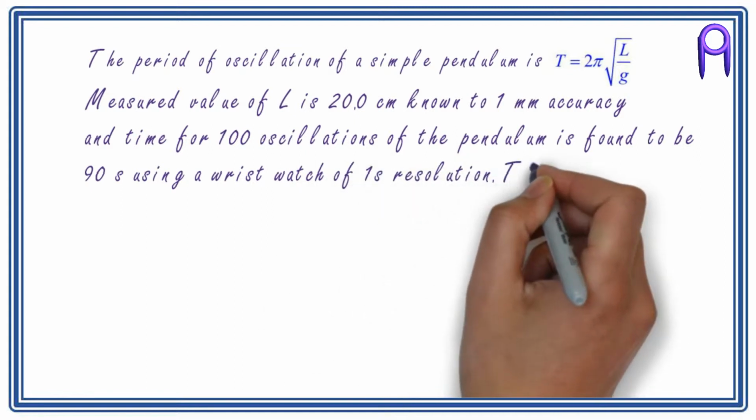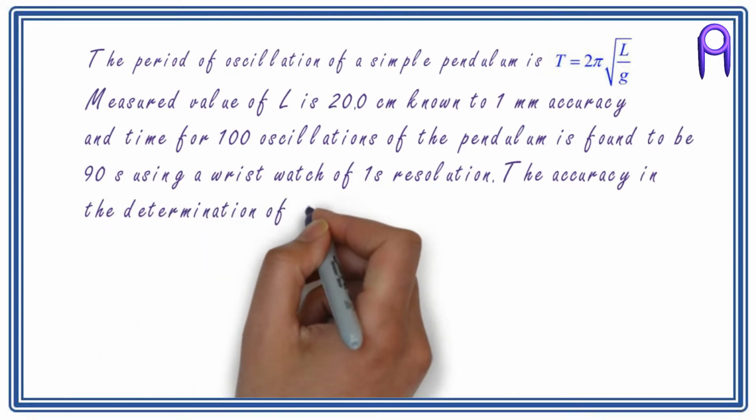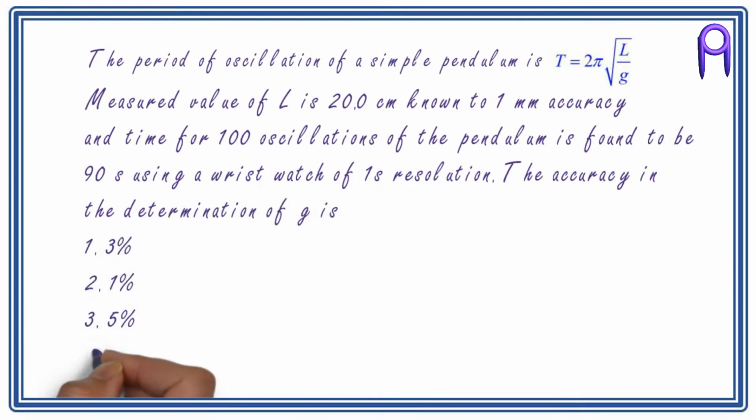The accuracy in the determination of g is: number 1, 3%; number 2, 1%; number 3, 5%; and number 4, 2%.